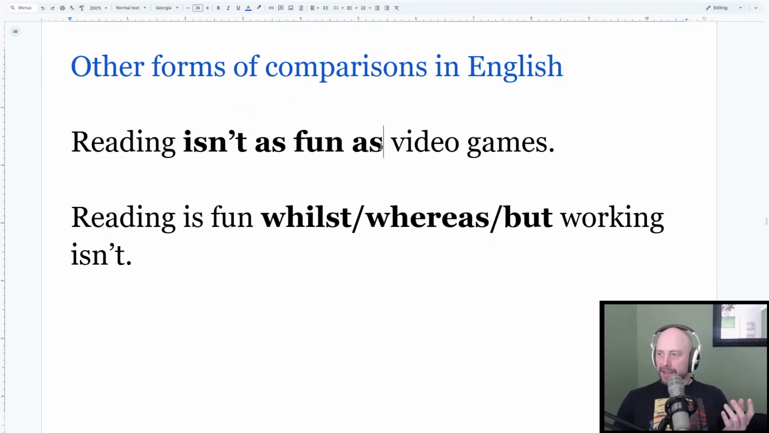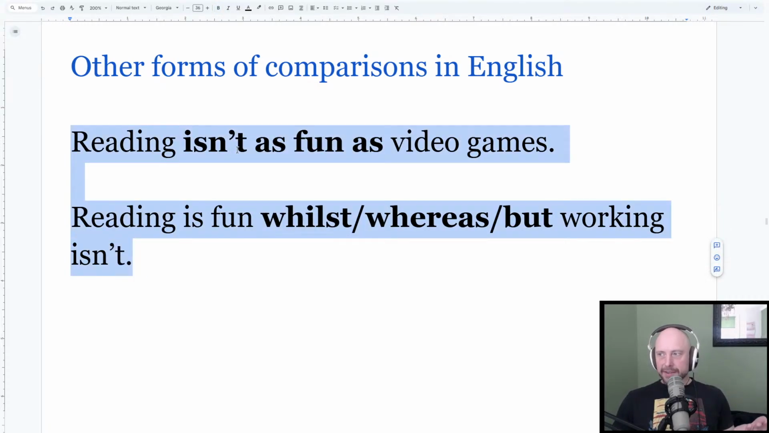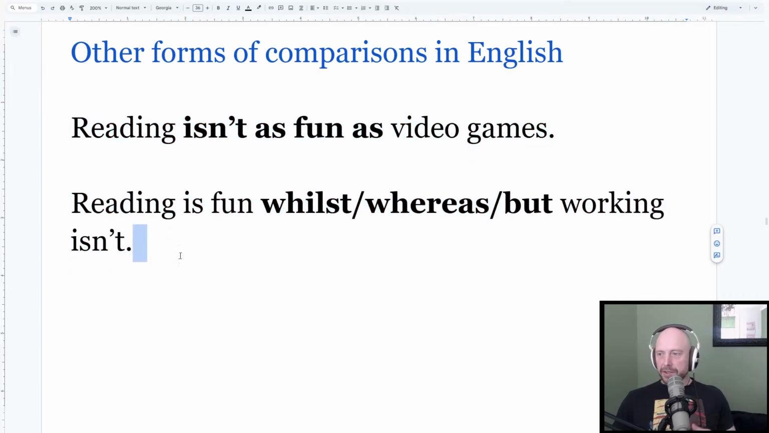For example, we've got this: as adjective as form. Reading isn't as fun as video games. So "as fun as," that's a common way to make a comparison. And another way is to use words like whilst, whereas, and but. Reading is fun, whilst working isn't. Reading is fun, whereas working isn't. Reading is fun, but working isn't. So, other ways of making comparisons in English. Comparatives are not your only option. They're just one of the options you can use.